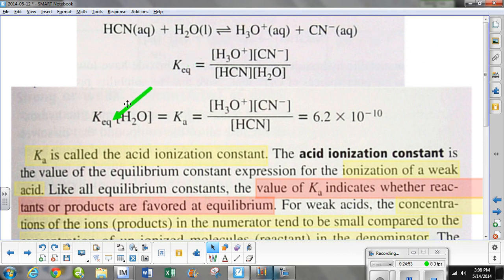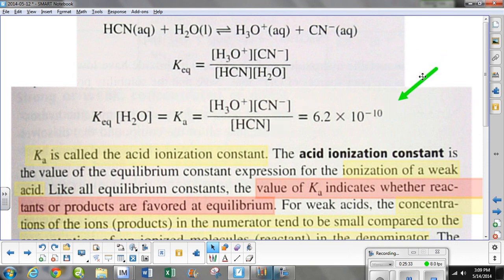This K sub EQ is a K sub EQ for this reaction here. If we take it down here and have that equal to the K sub EQ of water, that's actually K sub W. But we're going to do the K sub A, or the acid equilibrium, for the dissociation of HCN, which is hydrocyanic acid. Now, it would be good if it were in your notes, because this is important stuff. This is probably the most important part of what we're doing today.